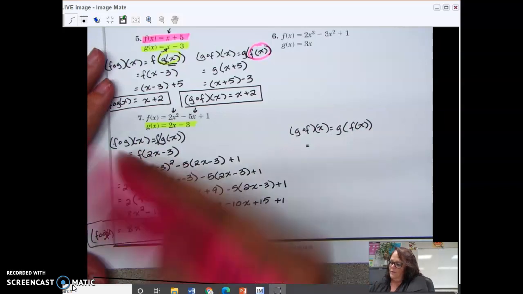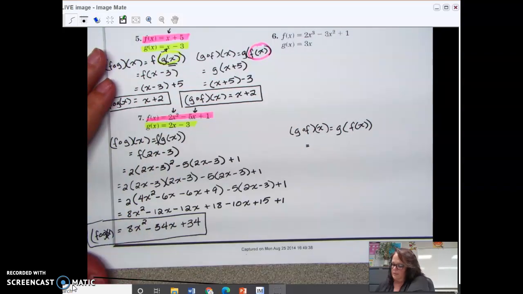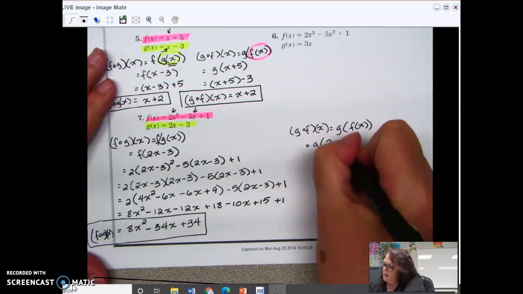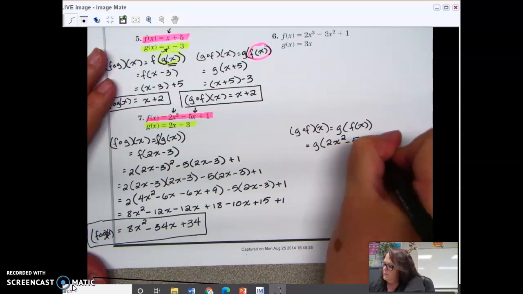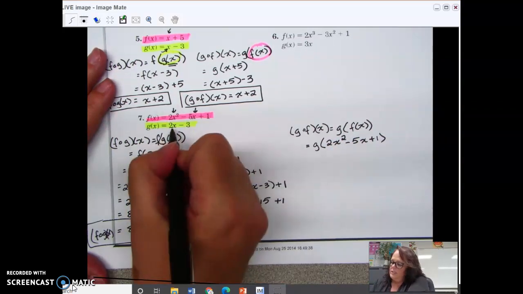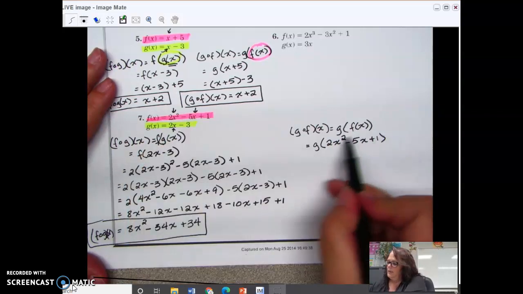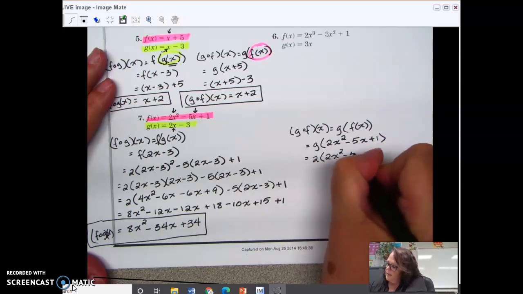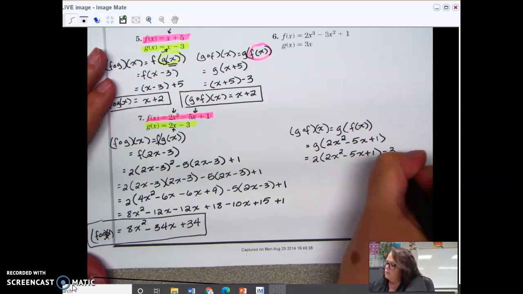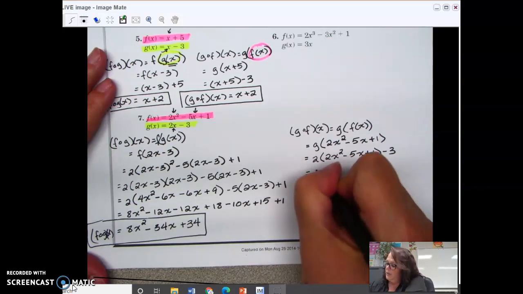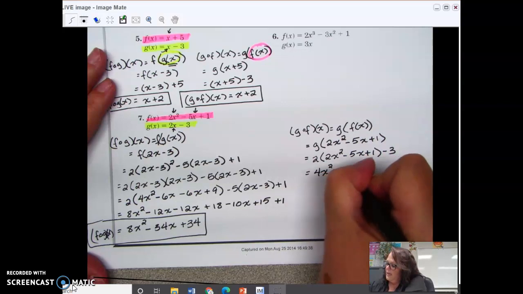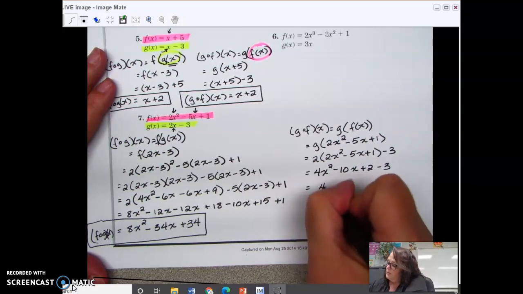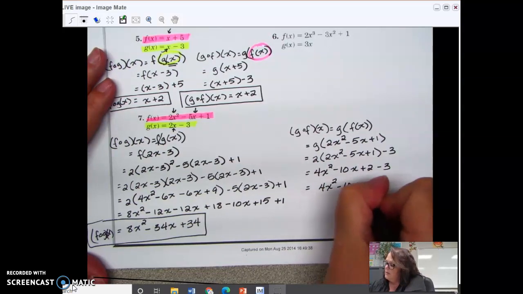And so my f of x is 2x squared minus 5x plus 1. So that means substituting for f of x, I'm going to have g of 2x squared minus 5x plus 1. And then in my g function, wherever I see x, I'm going to replace it with this trinomial. So that's going to be 2 times (2x squared minus 5x plus 1), and then minus 3. Distributing the 2, we get 4x squared minus 10x plus 2 minus 3. And so we end up with 4x squared minus 10x minus 1.